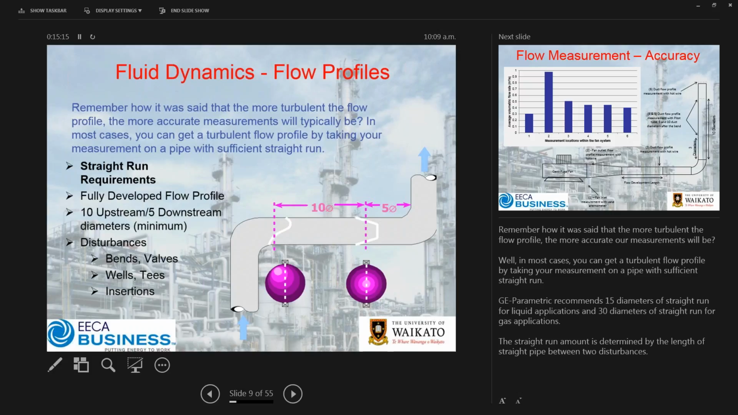Now, in the real world, it's normally quite a challenge to get that. And so what we tend to do, as shown here in this illustration, is you really ideally want 10 to 15 straight diameters as an absolute minimum. And of course, what you're then looking for is a 2/3, 1/3 split.